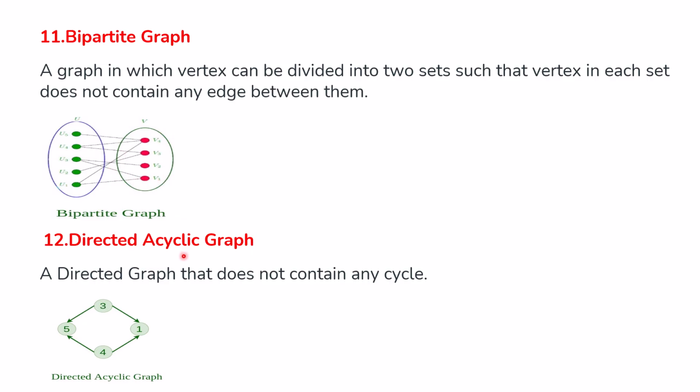Now directed acyclic graph, a directed graph that does not contain any cycle. Now you can see the graph does not contain any cycle. First of all, you can see the directions. From 5 to 3, but there is no direction from 5 to 4, right? You can't move here. And let's assume 3 to 1, and there is no direction from 1 to 4, so it is not a cycle, and that is why it is called a directed acyclic graph.